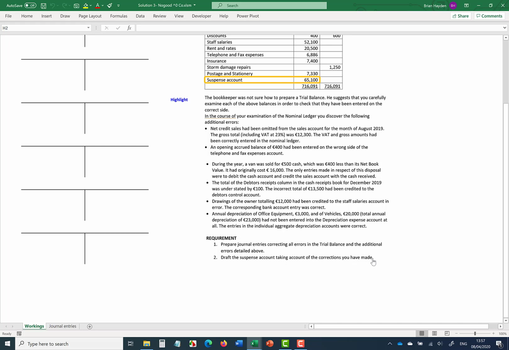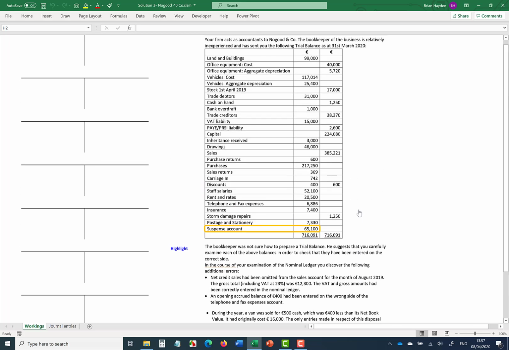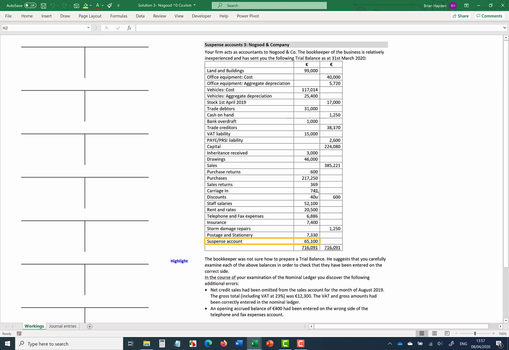So when we do that part of the solution, if we've done everything fully and correctly, the suspense account will balance out. Now what I want to do in this video is just really focus on the trial balance and values on the wrong side. So I'm just going to highlight part of the question here that I'm focusing on. Okay, so you can see he suggests that you carefully examine each of the above balances. Okay, so I'm going to go through each one of these items listed in the trial balance in order to check that they've been entered on the correct side.